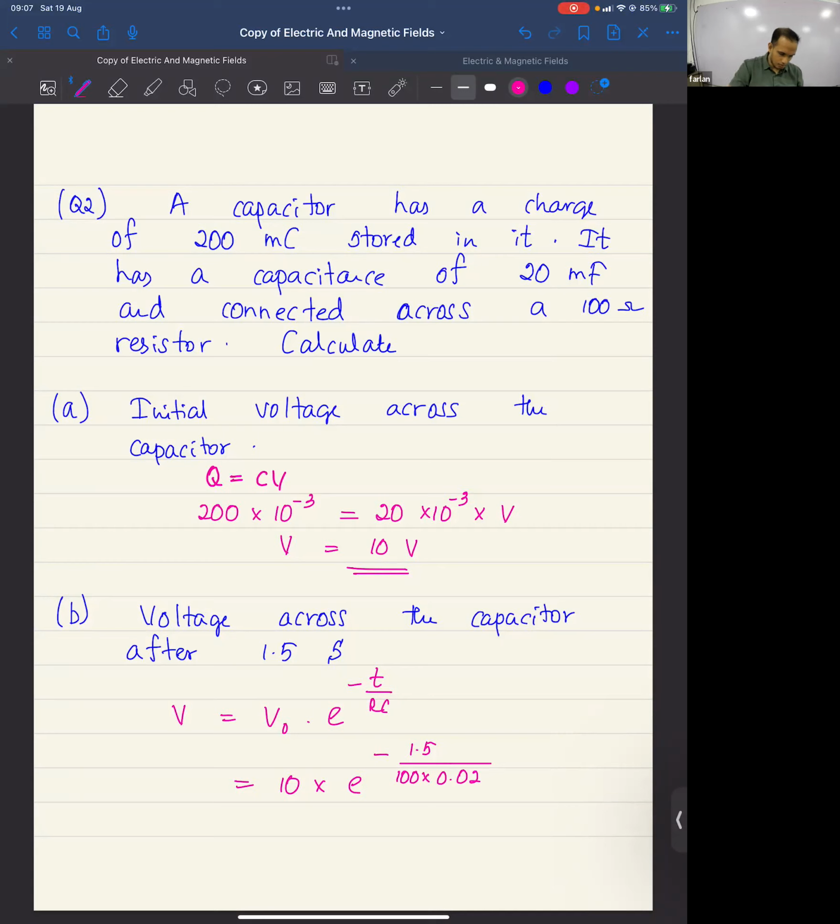Okay, that will be 10 into e to the power minus 1.5 over 100 into 0.02. Is it 4.72? So after 1.5 seconds, the voltage across the capacitor will be 4.72 volts. Okay, have you got this answer?